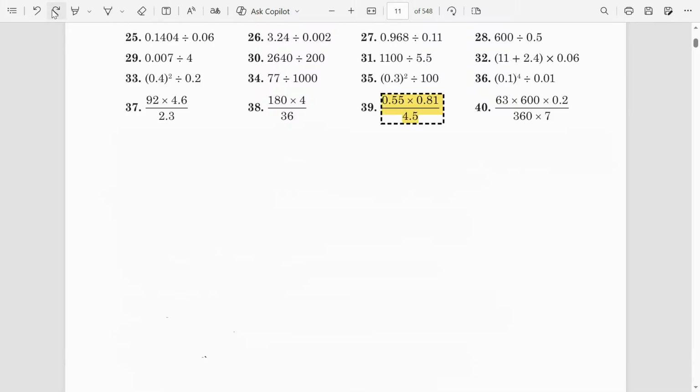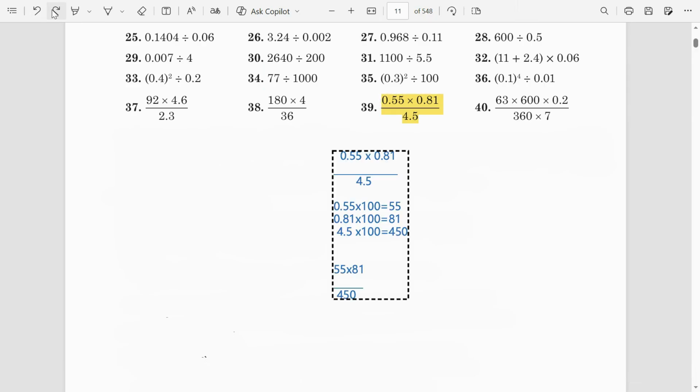One way to solve question number 39 is that we multiply 0.55 by 0.81 and divide the answer by 4.5. The other way, which seems quite easier, is that we remove the decimals. Let's see, if we multiply all the three numbers by 100, what do we get?